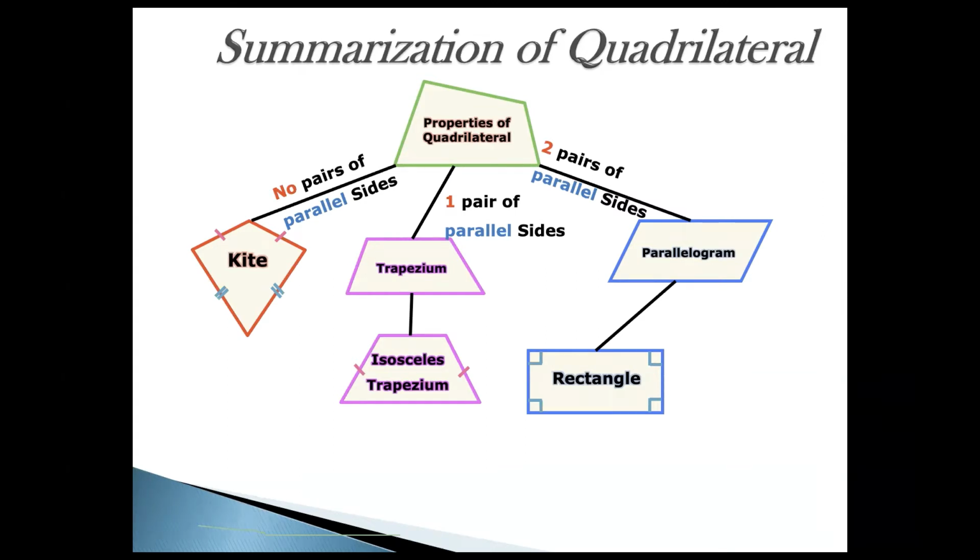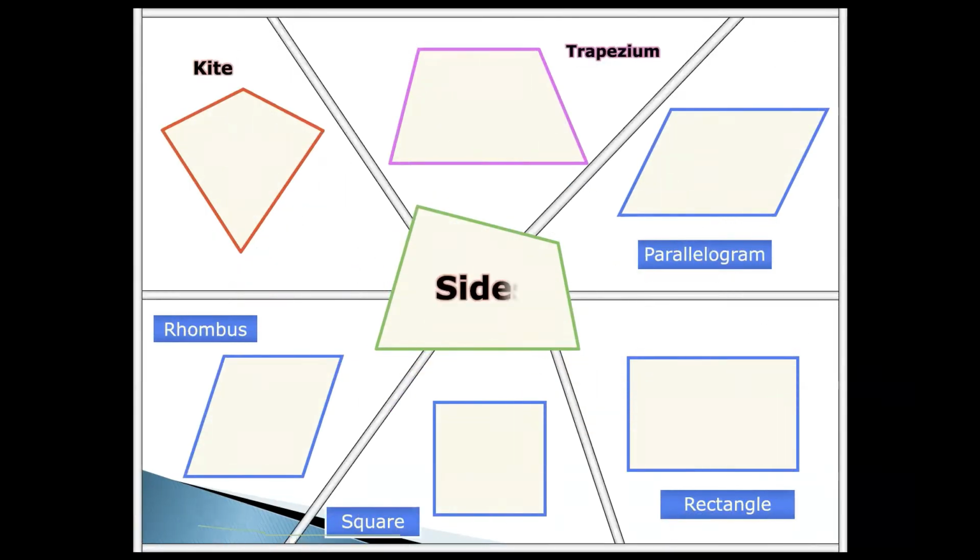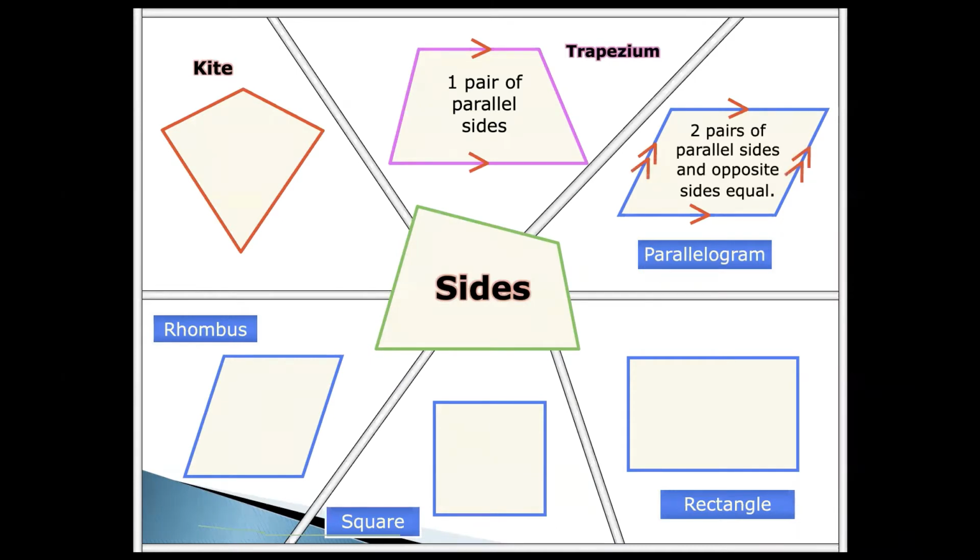Okay? I have special cases of the parallelogram. Let me change that. The parallelogram has special cases: a rectangle, rhombus, and the square. Those are the special cases from parallelogram. Here, the sides for each one. Each two sides in the parallelogram are equal and parallel. Also, rectangles have two pairs of parallel sides and opposite sides equal.